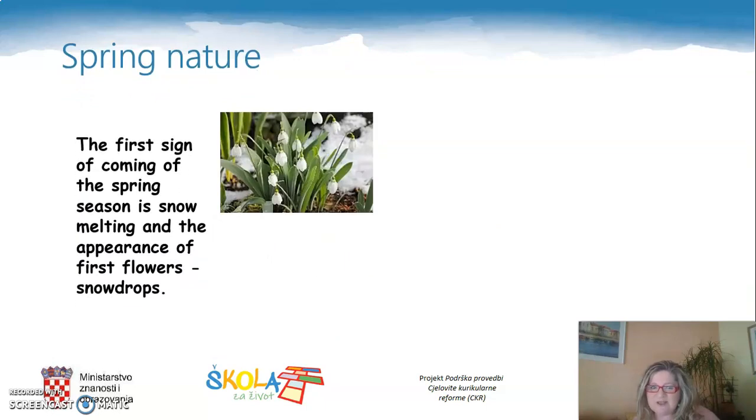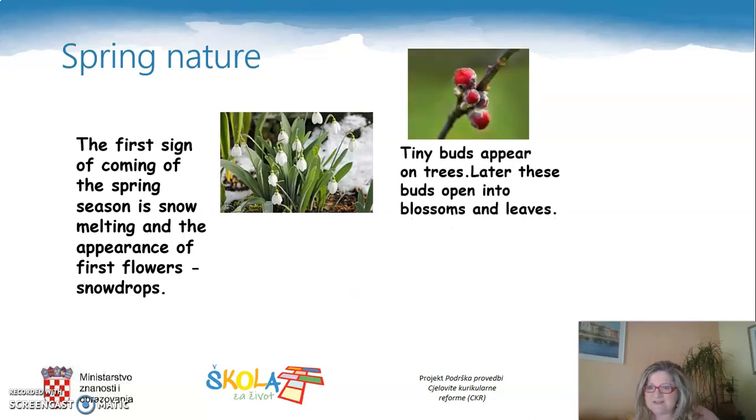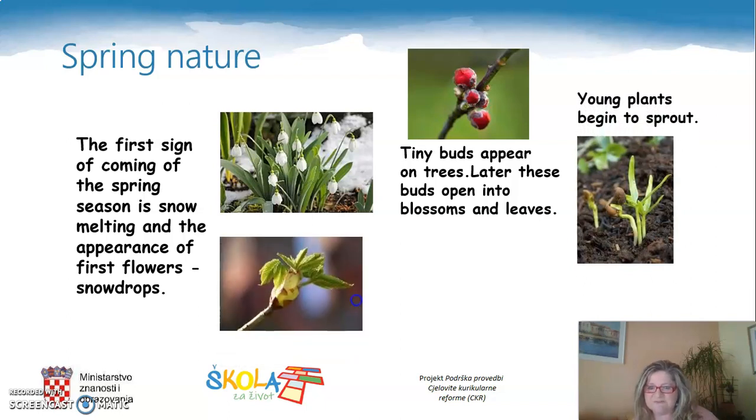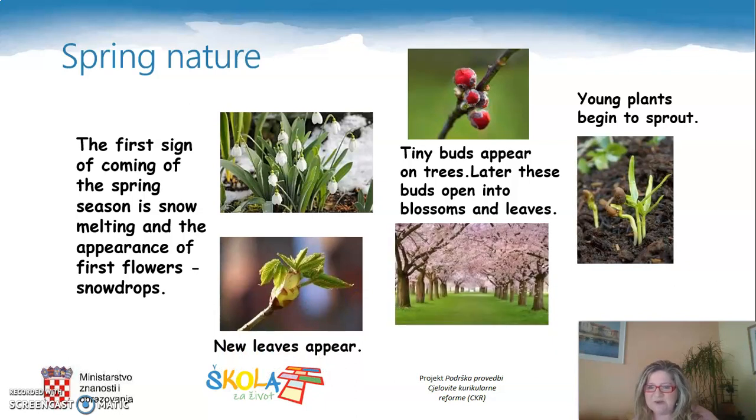The first sign of the coming of the spring season is snow melting and the appearance of first wild flowers, snowdrops. Tiny buds appear on trees and later these buds open into blossoms and leaves. Young plants begin to sprout, new leaves appear, and trees bloom. A lot of plants and trees are growing and new bright green leaves appear on them, bringing new and fresh colors in our lives too.